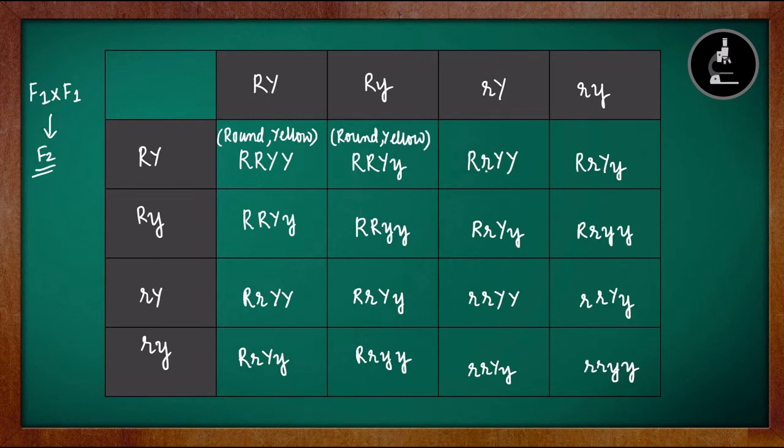Next, capital R, small r. Here one is dominant, one is recessive. Among them the dominant one will be expressed out. So therefore round shape of the seeds will be there. And again capital Y, both are dominant.